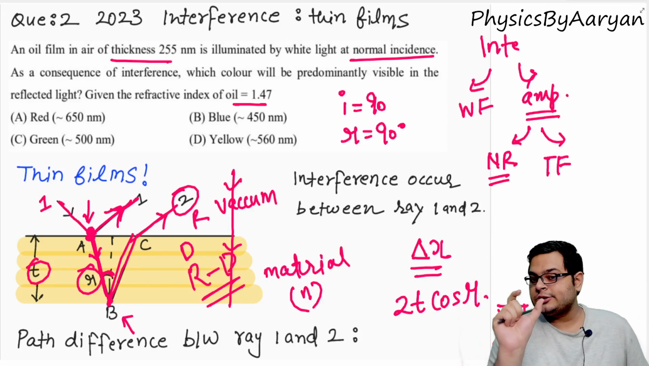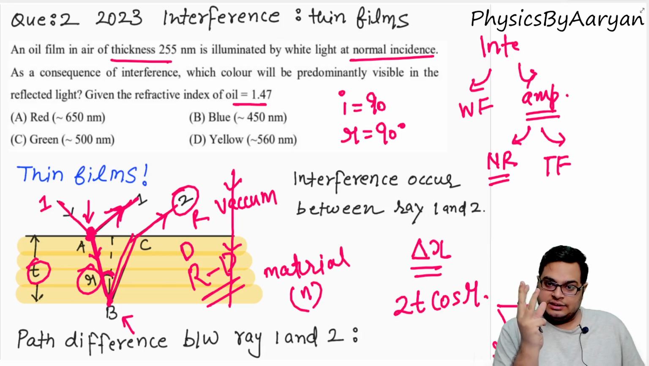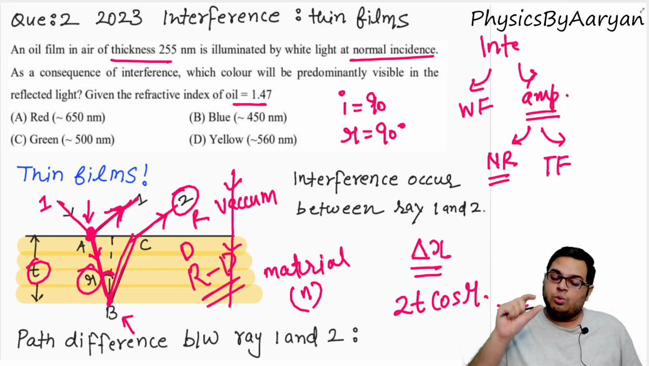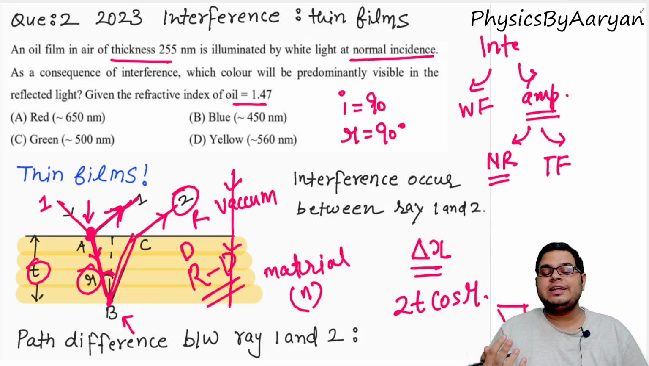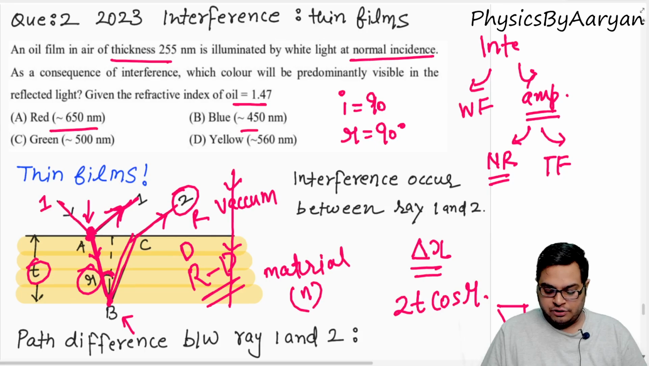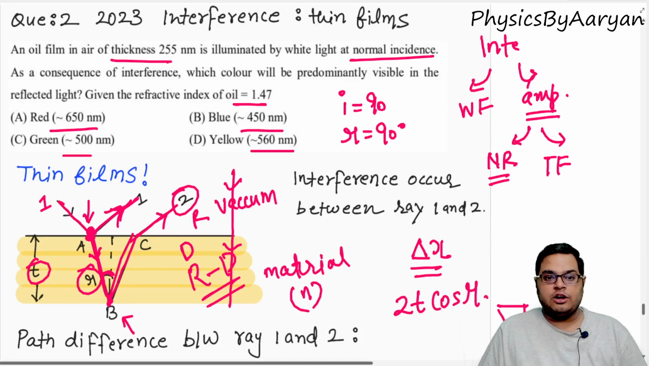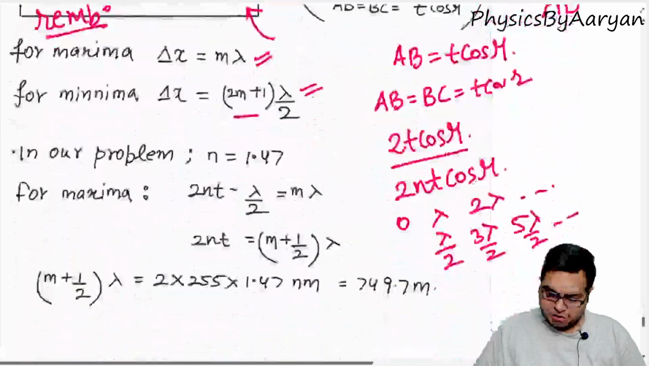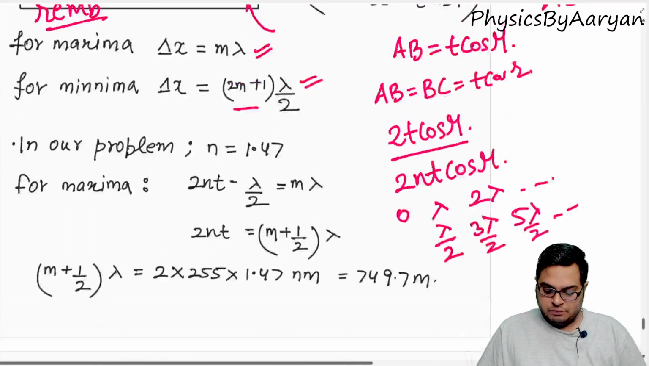In a soap bubble, you see a rainbow, but only a few colors. Only a few colors are visible because only for a few colors you have a maxima. For other colors you have a minima. So they are asking for which color you will have maxima. We have the 4 options in front of us, all of them between 400 and 650. Okay, so let's see. We will use this formula.